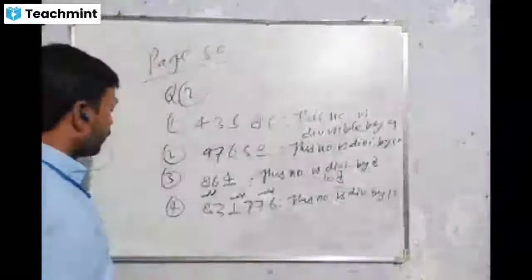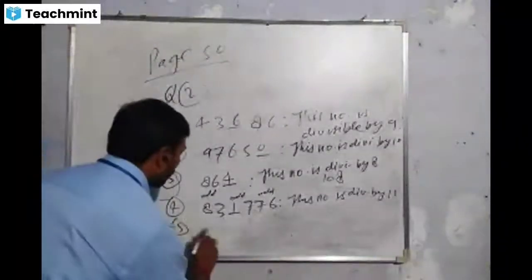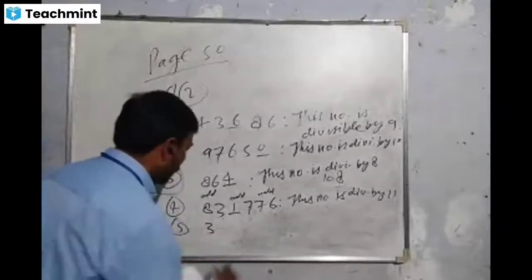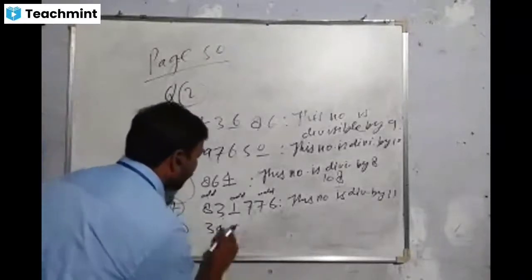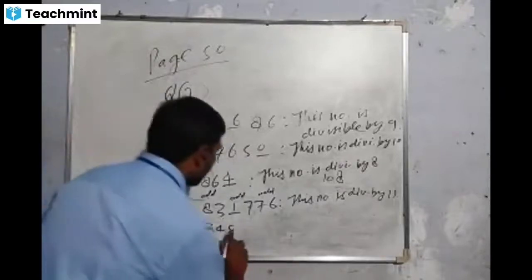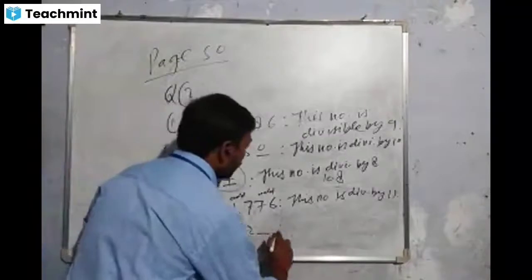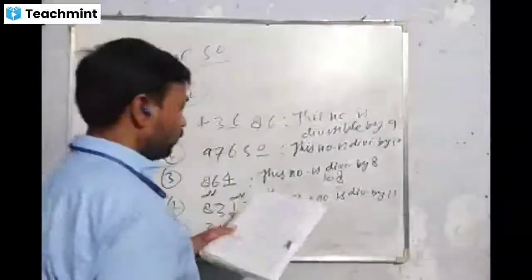And here the fifth one, here it says 3, 4, 5, 3, 4, 5, 6, 2, and here a blank, and it says this number is divisible by 6.